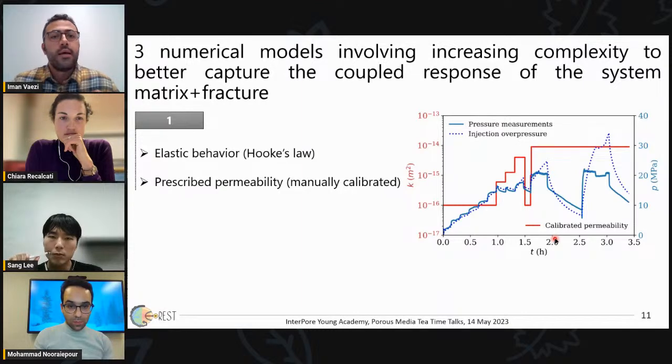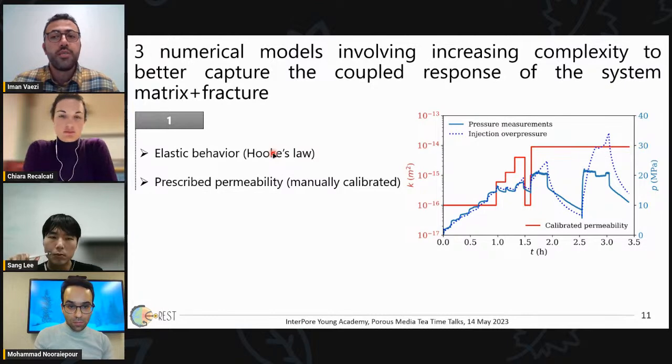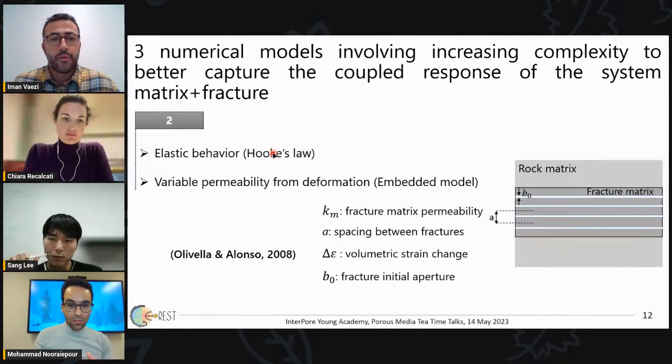The first model, temporal evolution of the fracture permeability, has been manually calibrated, homogeneous in space, yet variable in time, to achieve a reasonable fit of available measured pressure evolution at the injection interval. The red line is the calibrated permeability, and the solid blue line is the field pressure measurement, and the dotted blue line is recorded injection overpressure. The fracture has been modeled as an elastic continuum medium with homogeneous hydromechanical properties.